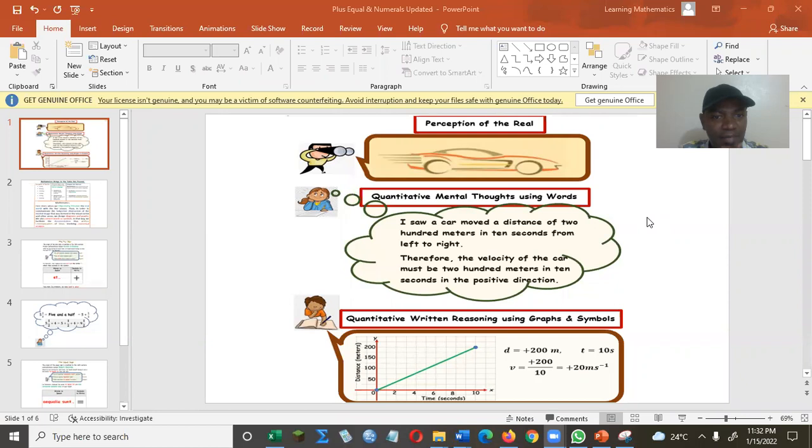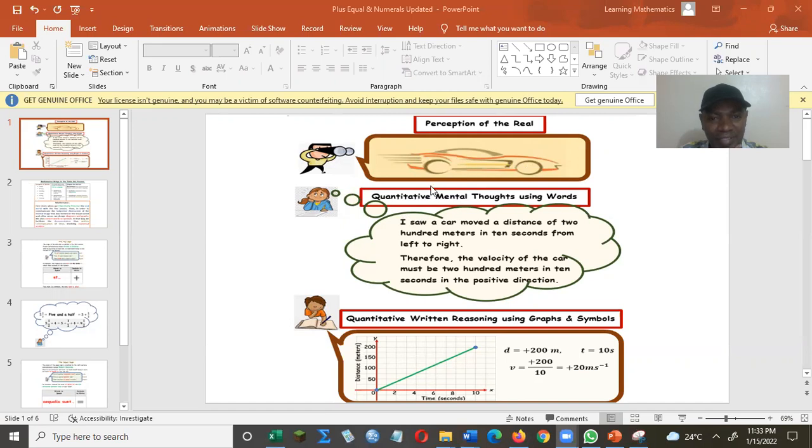So let's discuss a little bit of the process that gives rise to mathematics. You may begin by perceiving the real world. Take, for instance, you see a moving car, you hear the sound, you smell the exhaust, you feel the vibration. So you are perceiving a moving vehicle. In your mind, you will think qualitatively by looking at the colors, red, white, green. It's looking at aesthetic beauty and so forth.